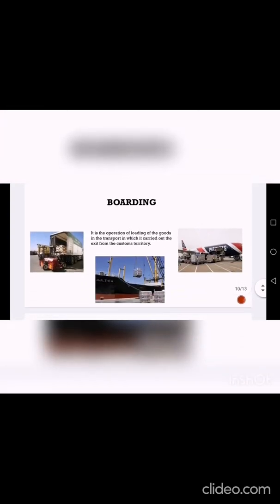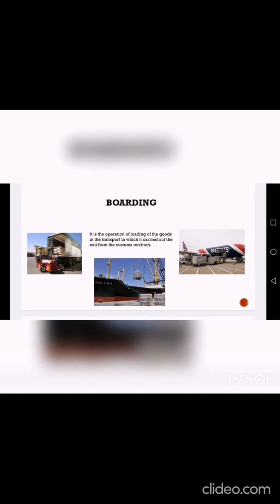Continue. Boarding. It is the operation of loading the goods in the transport in which they leave the customs territory. If the operation is to be carried out at a different customs office, the exporter must submit an application to the customs office where the boarding authorization was issued so that they can authorize a permit in which the goods can be moved to another customs port, through which they intend to leave. Once in the new customs port, an inspection will be carried out again.